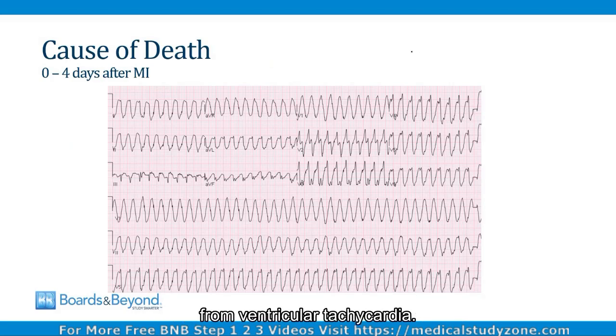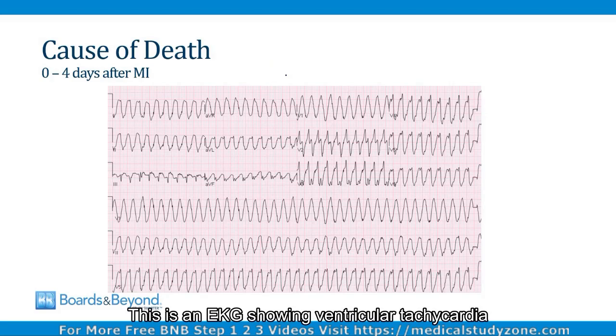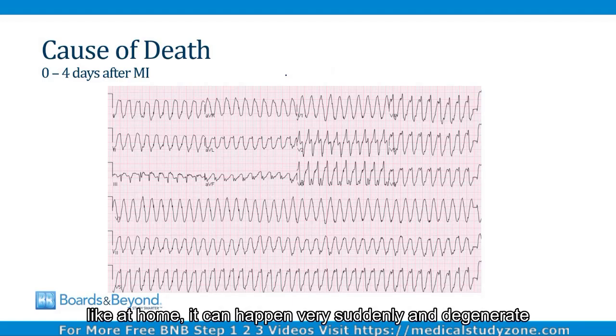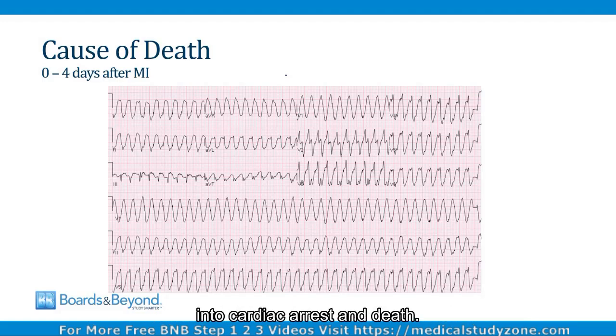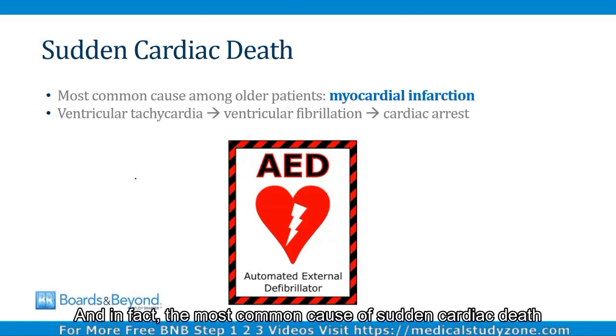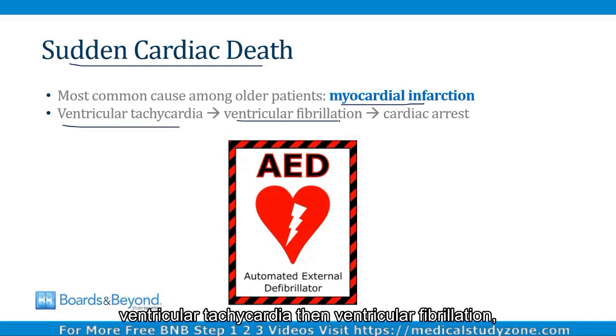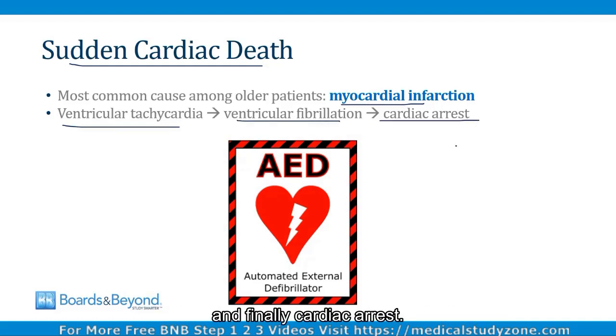So in the first 4 days after myocardial infarction, the greatest risk is sudden cardiac death from ventricular tachycardia. This is an EKG showing ventricular tachycardia, and patients who have ischemic myocardium are at risk for developing this, and especially if it happens out of the hospital like at home, it can happen very suddenly and degenerate into cardiac arrest and death. In fact, the most common cause of sudden cardiac death among older patients is myocardial infarction. After myocardial infarction, these patients develop ventricular tachycardia, then ventricular fibrillation, and finally cardiac arrest.